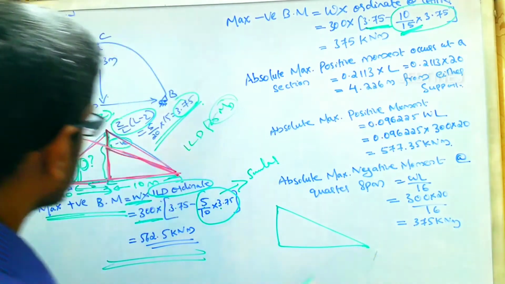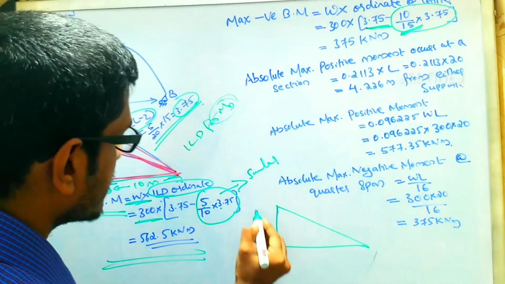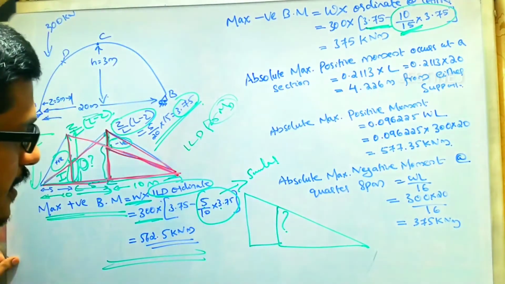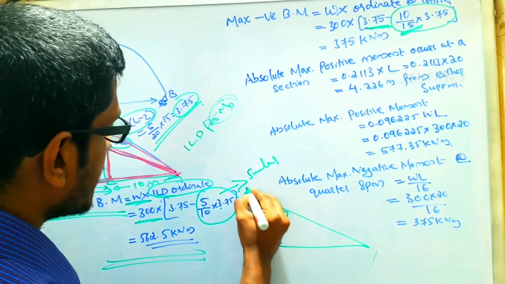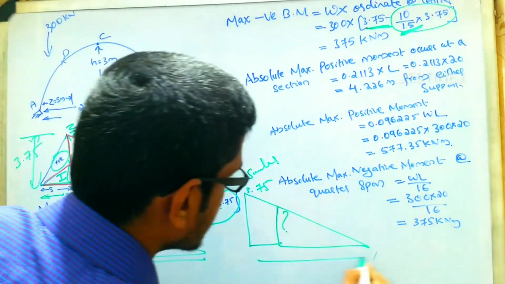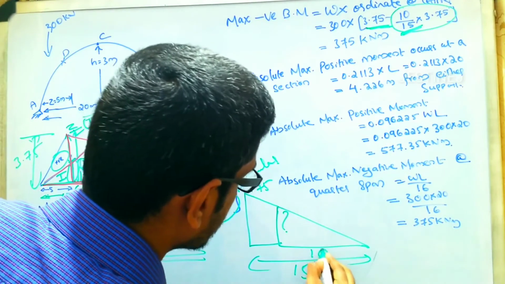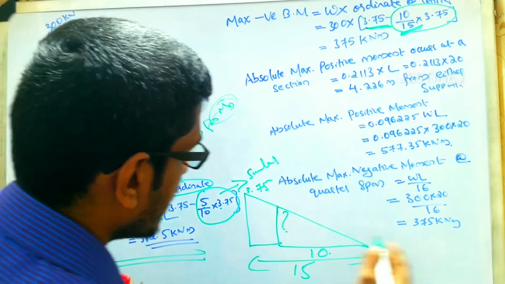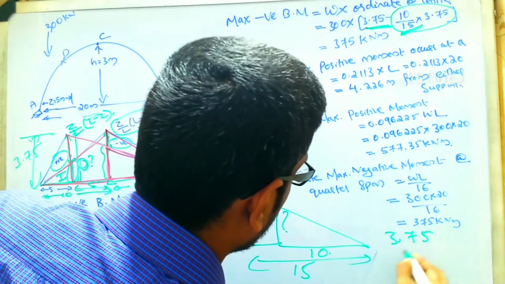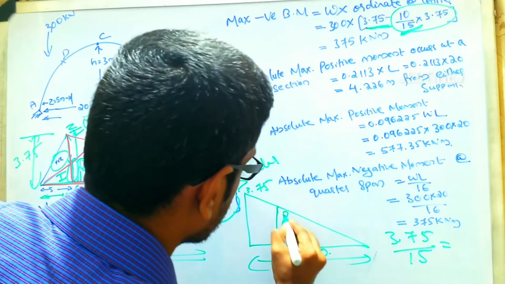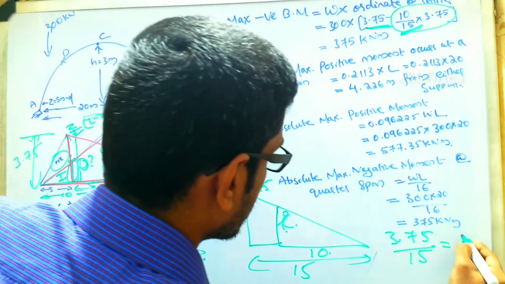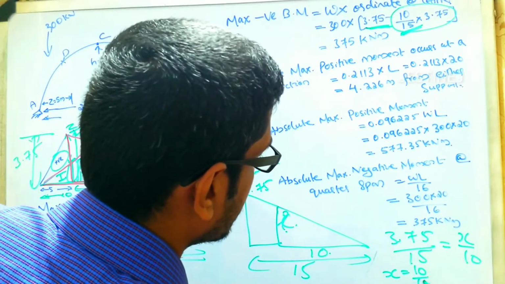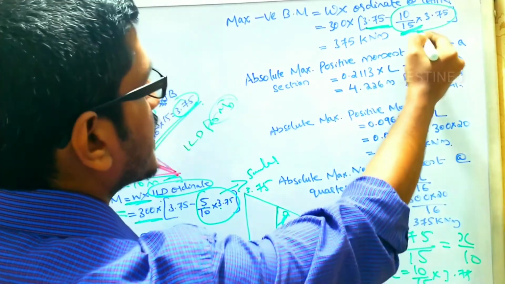Here, this is the diagram and this is the other diagram. And we have to find out this value. Here the magnitude is going to be 3.75, and this value is going to be 15 and this value is going to be 10. So if you substitute the values, that means 3.75 by 15 equals, let us assume this value as x, then it is going to be x by 10. So you will finally get x equals 10 by 15 multiplied by 3.75. That is written here.